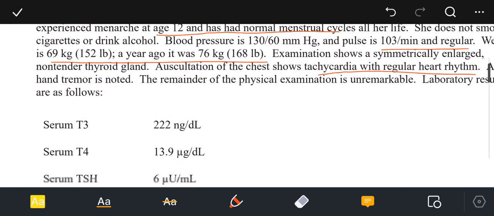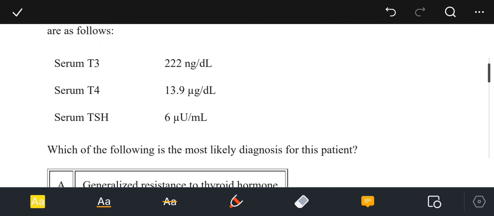Lab results show serum T3 of 222 nanogram per deciliter. The serum TSH is 6 microunits per ml, and serum T4 is 13.9 microgram per deciliter. Which of the following is the most likely diagnosis in this patient?